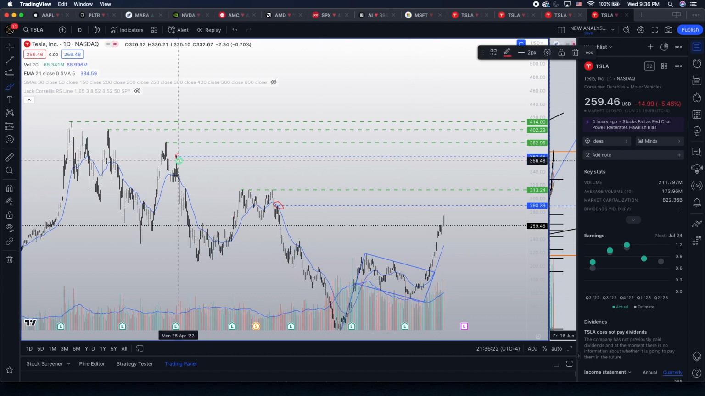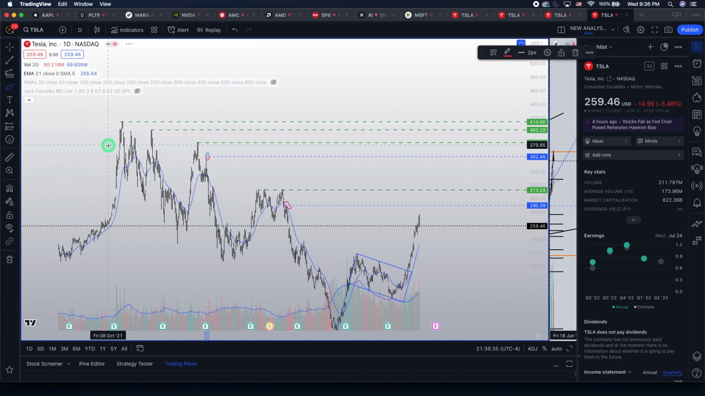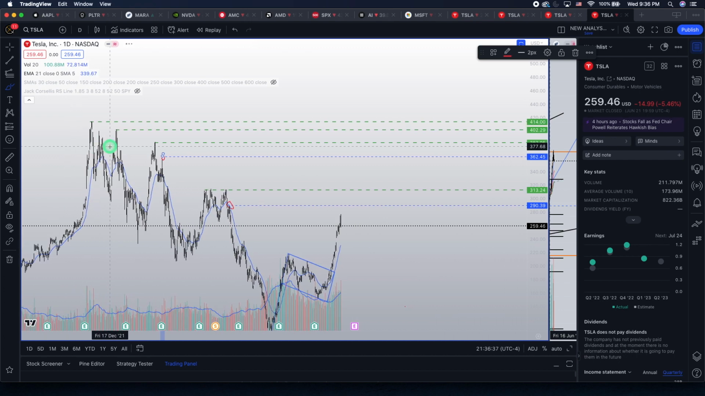Another minor resistance over here around $360, and another major resistance at 384, 402, and then our all-time high of 414. All right, so those are going to be key resistances.